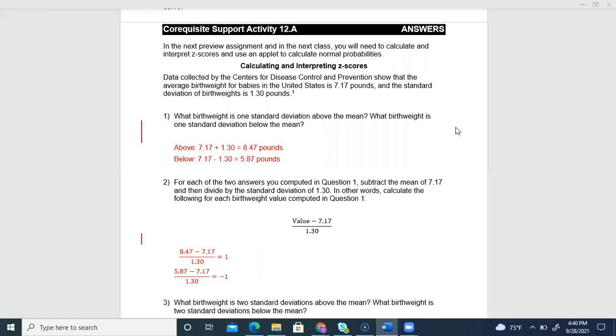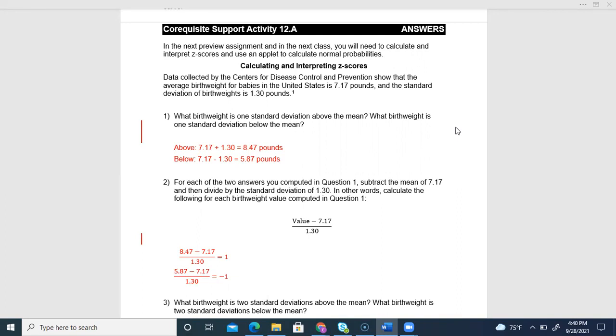Welcome to support activity 12A, calculating and interpreting z-scores. Data collected by the Centers for Disease Control and Prevention show that the average birth weight for babies in the United States is 7.17 pounds, and the standard deviation of birth weight is 1.3 pounds. What birth weight is one standard deviation above the mean? What birth weight is one standard deviation below the mean?